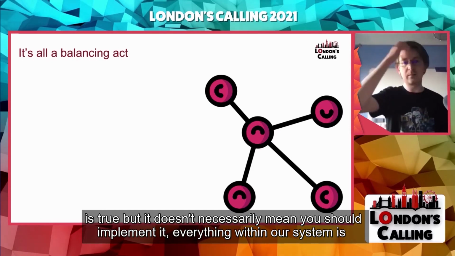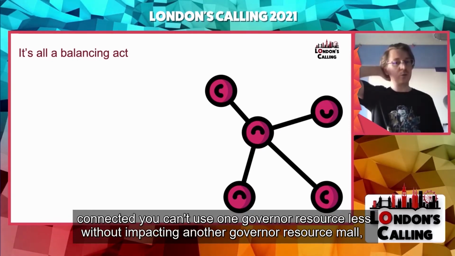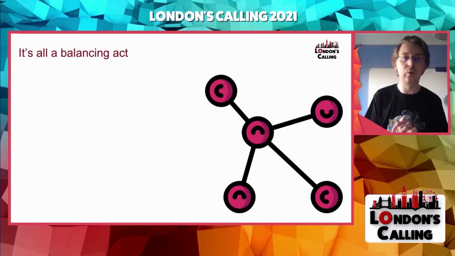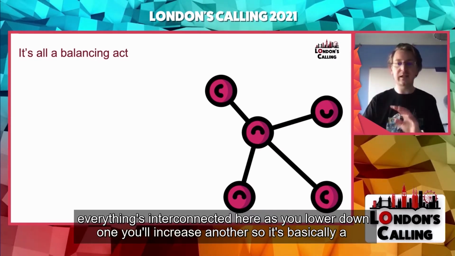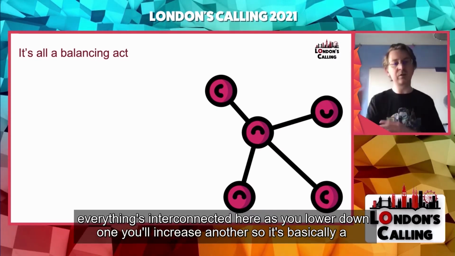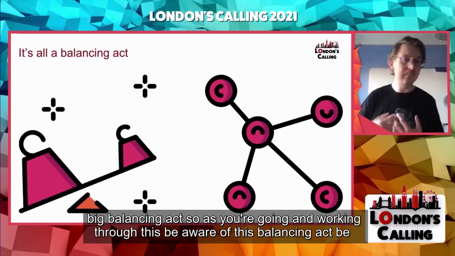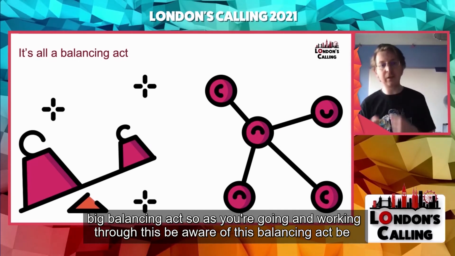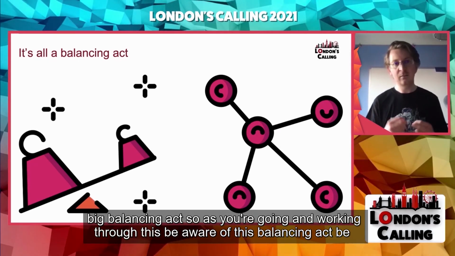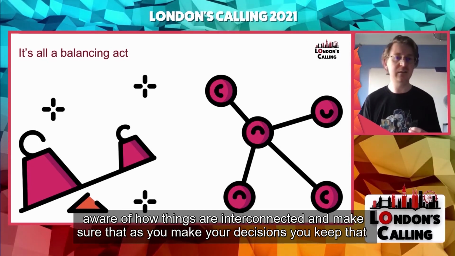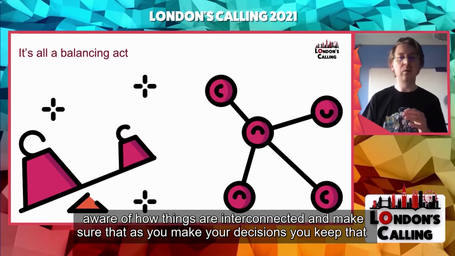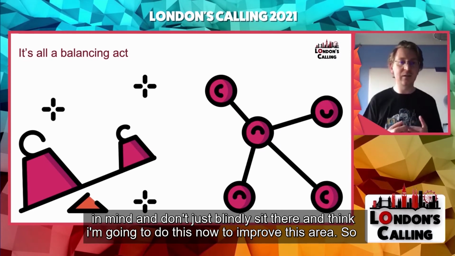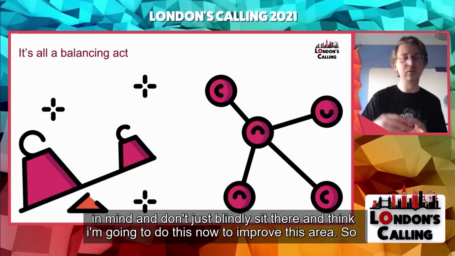Everything within our system is connected. You can't use one governor resource less without impacting another governor resource more. Okay, everything's interconnected here. As you lower down one, you'll increase another. So it's basically a big balancing act. So as you're going and working through this, be aware of this balancing act, be aware of how things are interconnected, and make sure that as you make your decisions, you keep that in mind and don't just blindly sit there and think, I'm going to do this now to improve this area.